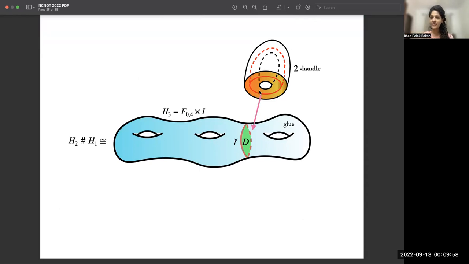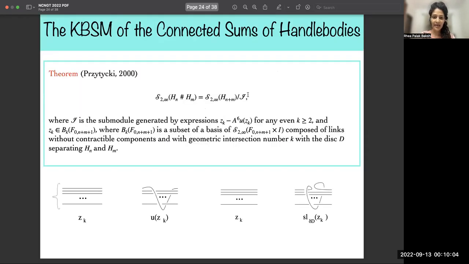So the moment we've added a two handle, the KBSM will have these two handle sliding relations. And this submodule here is exactly generated by these two handle sliding relations. Z_K over here represents basis elements of the KBSM of the disk with n plus m holes times the interval.